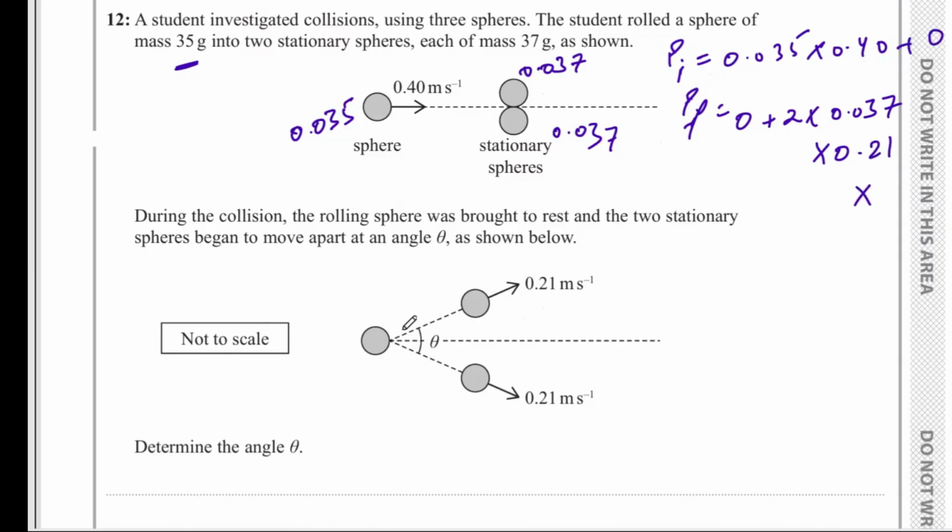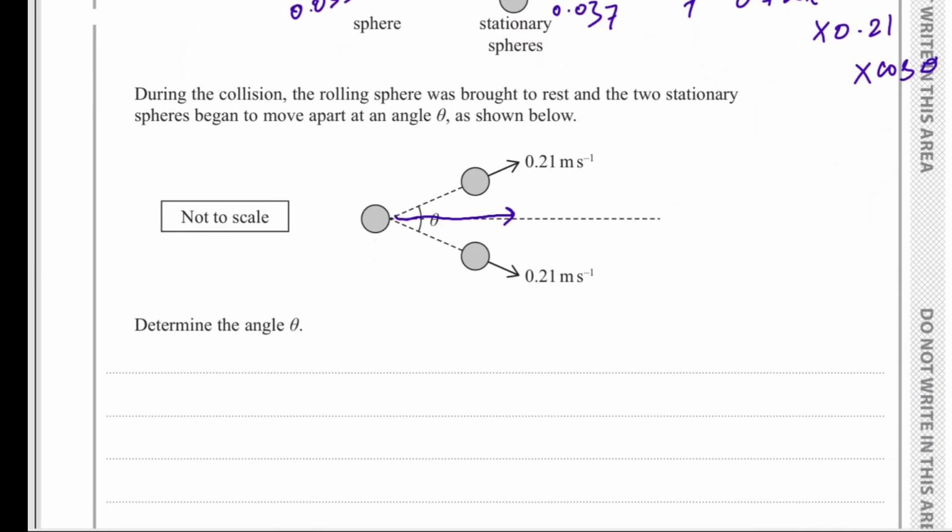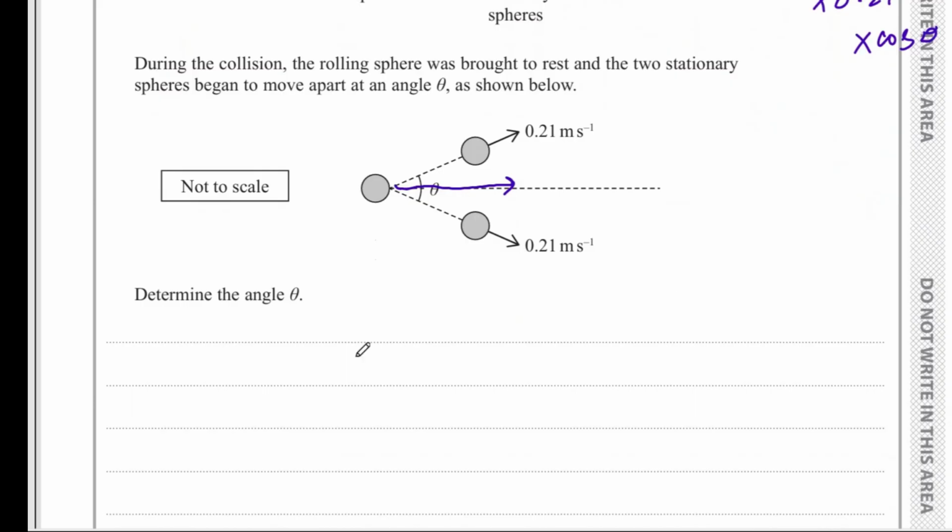And since they are not moving exactly horizontally, I need the horizontal component of the velocity, right? And if I'm looking for the horizontal component of velocity, which is adjacent to theta, I must be using a cos component. So I'm just going to use cos theta over here, because I'm using 2 over there. That is why I'm going to use cos theta over there, right? Okay. So I'm just going to work this thing down.